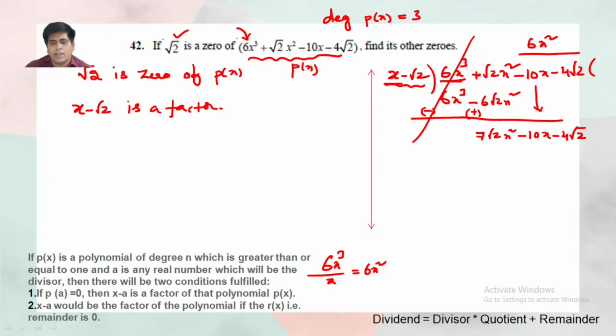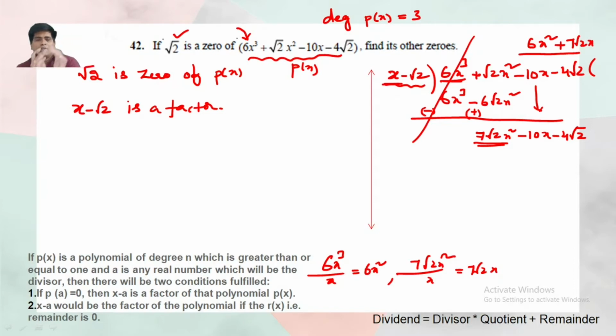Again the same thing. First term of the dividend by first term of the divisor. So 7 root 2 x square by x. If you divide, x will get cancelled, giving 7 root 2 x. So I'm writing here plus 7 root 2 x.